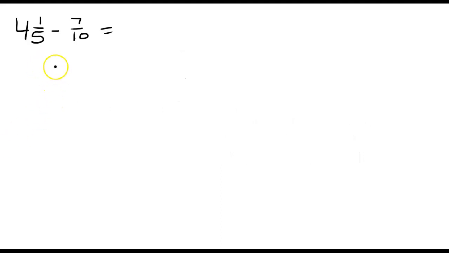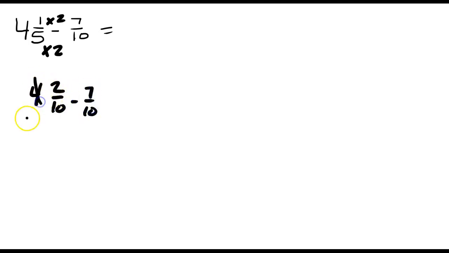And lastly, number 12. This is a simple subtraction problem. Okay, so I got 30 seconds, so I'm going to fly through this one. I'm going to automatically multiply this by 2 to get me to the same denominator, 5. So now I have 4 2/10 minus 7/10.